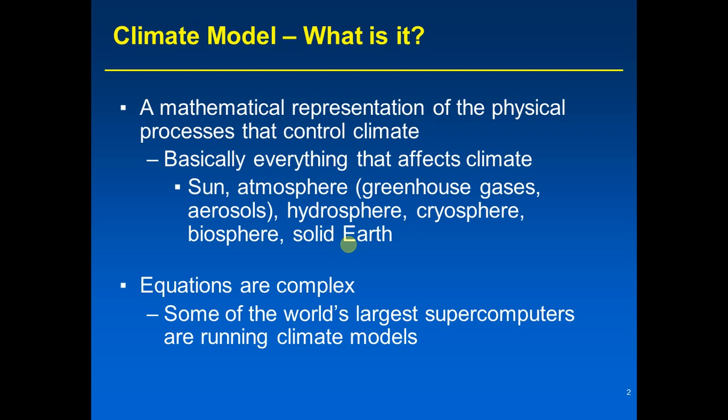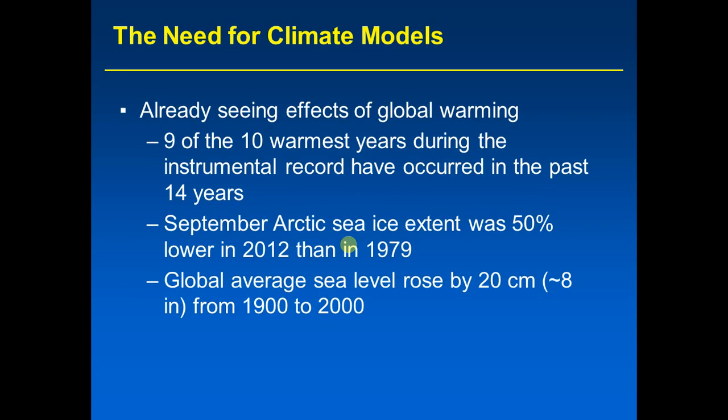So why do we need climate models? Well, we're already seeing the effects of global warming. 9 of the 10 warmest years during the instrumental record have occurred in the past 14 years. Recall that. The warmest years since 1880, when the instrumental or modern meteorological record began, have occurred recently.